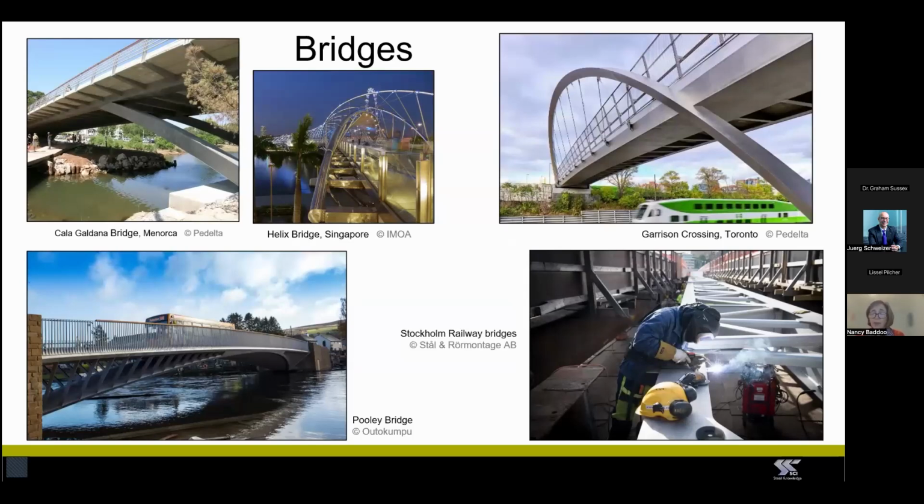Stainless steel bridges, well, you've probably seen pedestrian bridges made of stainless steel, but there is growing interest in the use of stainless steel even for road bridges, where the long life can justify the higher initial construction costs because you don't need to carry out expensive repainting. So in the UK, I'll just show the bottom left photo, that is Pooley Bridge. That's our new stainless steel road bridge in the Lake District.